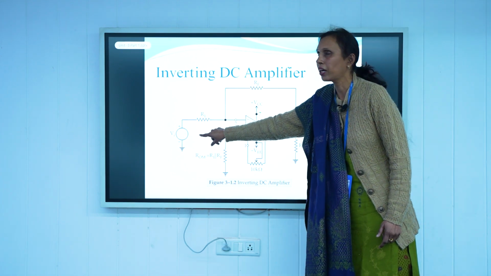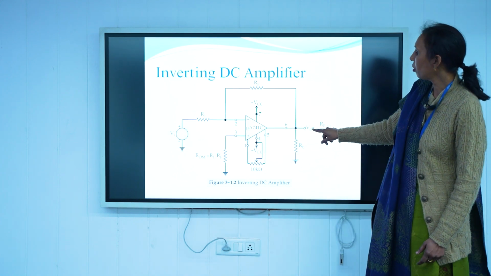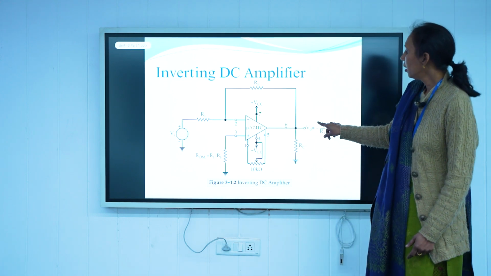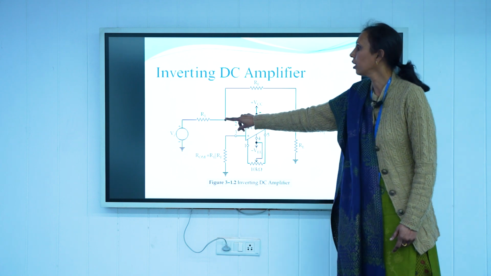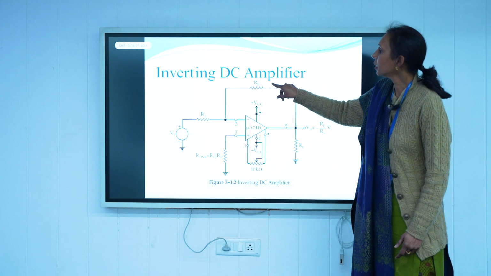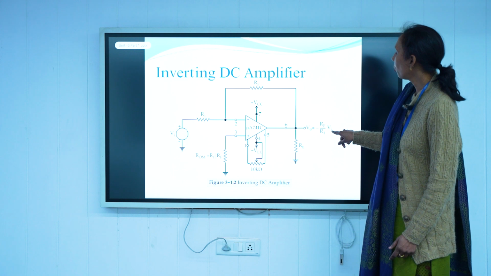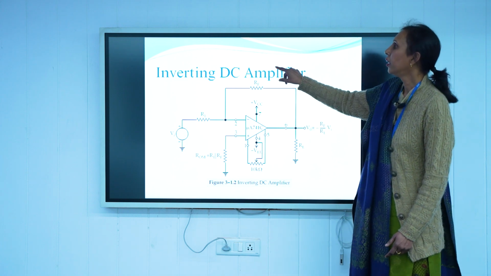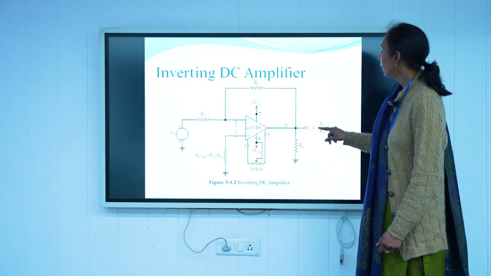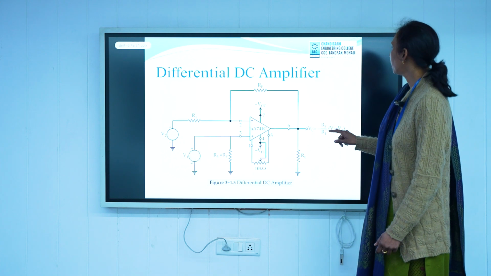We provide a DC input, like 2 volt, 3 volt, something like that. Accordingly, we get the output. But since we are using the inverting configuration, the output will be inverted. If we provide 2 volt input, the output will be minus 2. Since it is a closed loop configuration, the expression will be minus RF by R1 into Vi. This is the gain of the inverting amplifier. Gain is defined as the ratio of V output by V input, which is equal to minus RF by R1. So this is another case of the inverting DC amplifier.